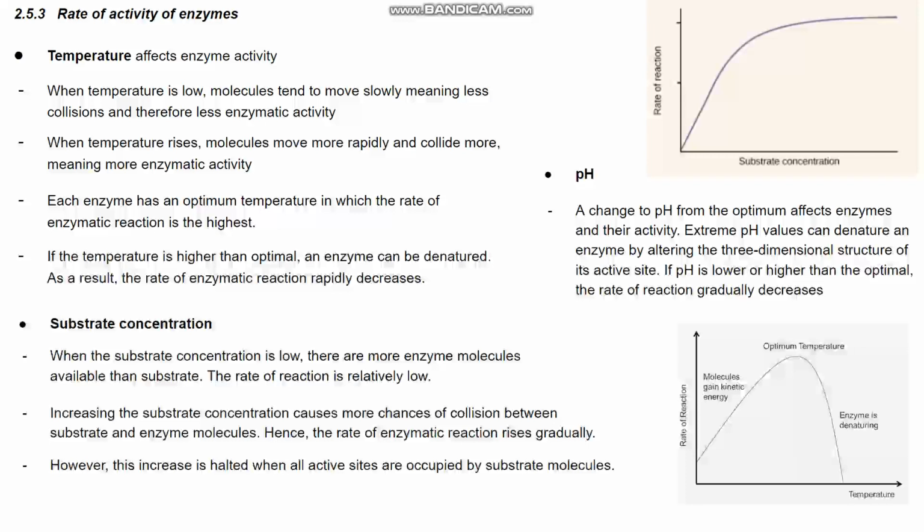Each enzyme has an optimum temperature in which the rate of enzymatic reaction is the highest. If the temperature is higher than optimal, an enzyme can be denatured. As a result, the rate of enzymatic reaction rapidly decreases.